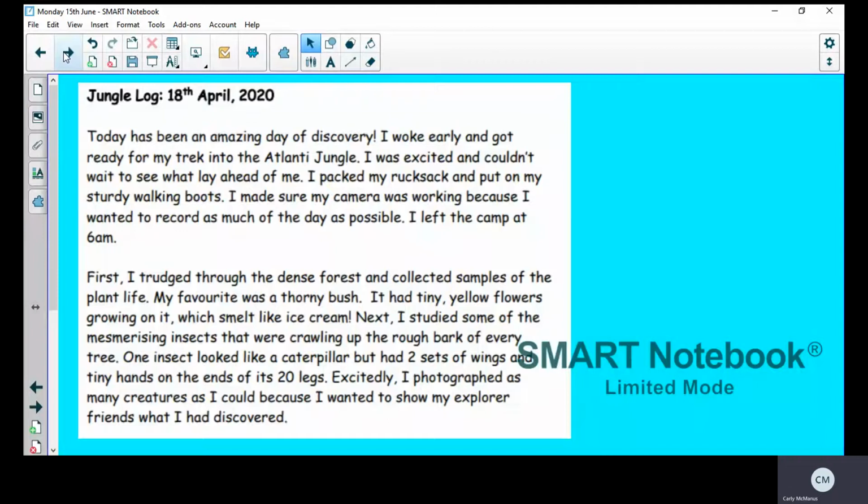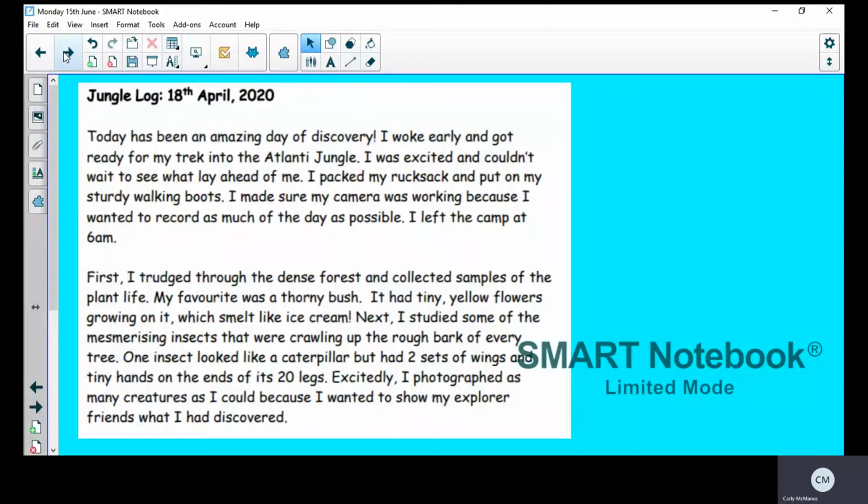First, I trudged through the dense forest and collected samples of plant life. My favourite was a thorny bush. It had tiny yellow flowers growing on it, which smelled like ice cream. Next, I studied some of the mesmerising insects that were crawling up the rough bark of every tree. One insect looked like a caterpillar but had 2 sets of wings and tiny hands on the ends of its 20 legs. Excitedly, I photographed as many creatures as I could because I wanted to show my explorer friends what I had discovered.